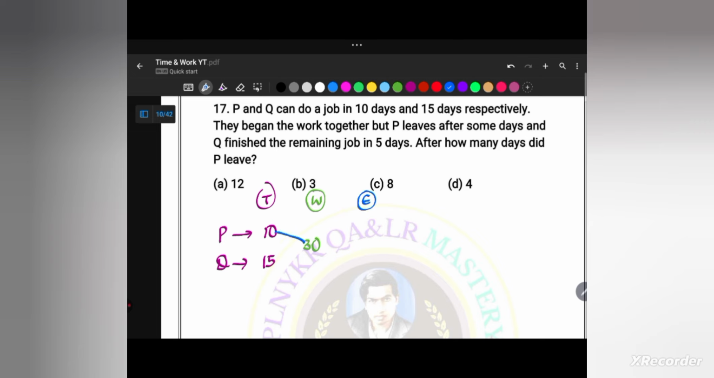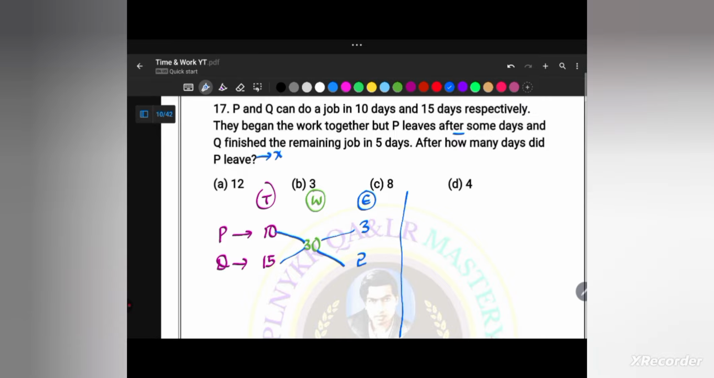Efficiency is clearly, for P, 30 by 10, which means 3 units per day, whereas for Q, 30 by 15, it will be 2 units per day. Now clearly he is saying that they begin the work together, but P leaves after some days. Then Q finishes the remaining work in 5 days. After how many days did P leave? We don't know the leave, so let it be a variable, that is X.